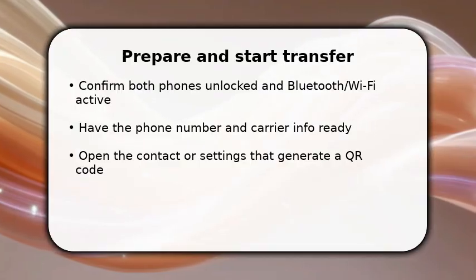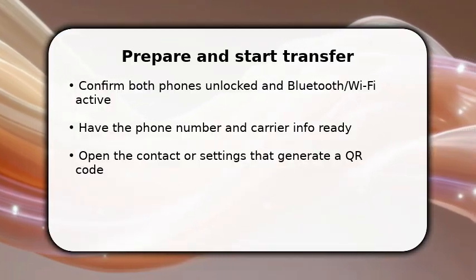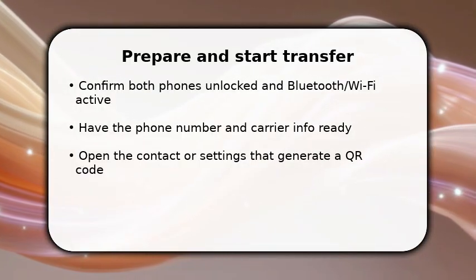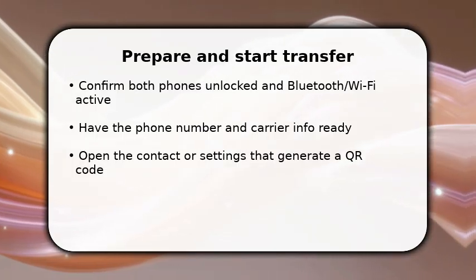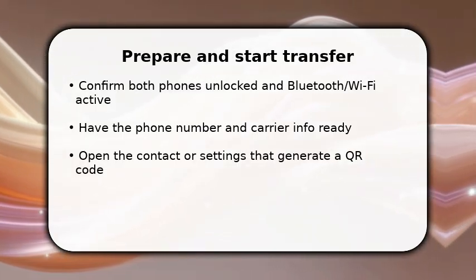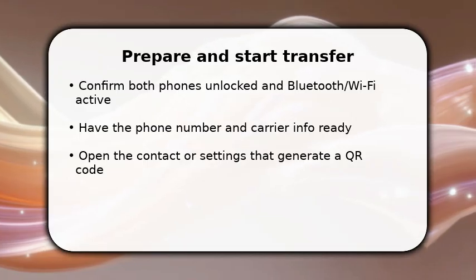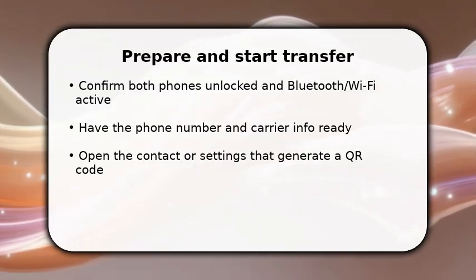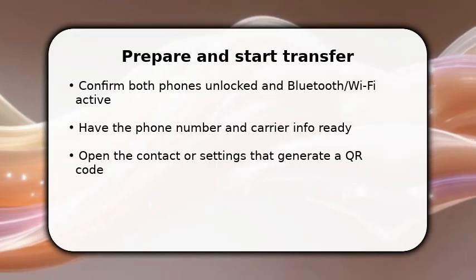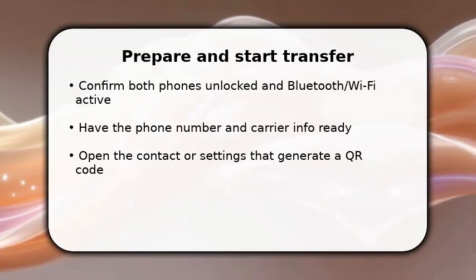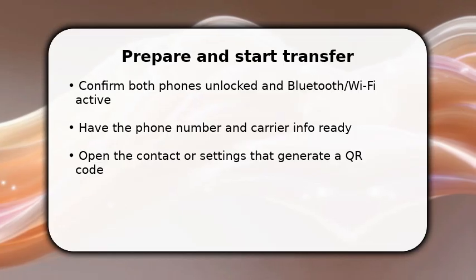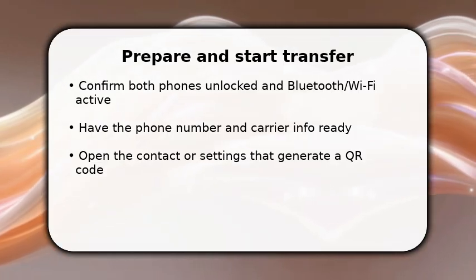You begin by making sure both devices are ready and connected. Once done, open the contact or settings screen that creates a transfer QR code. You need the target phone's camera access and any carrier confirmation code. Enter or verify the number if prompted. Make sure you enable nearby sharing or QR generation features in settings.